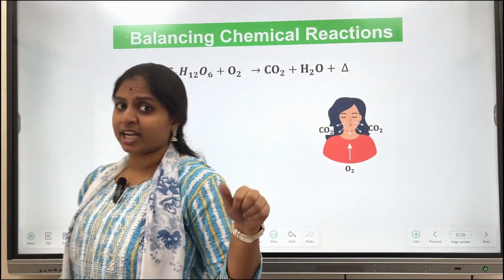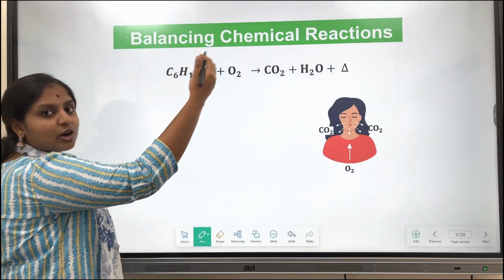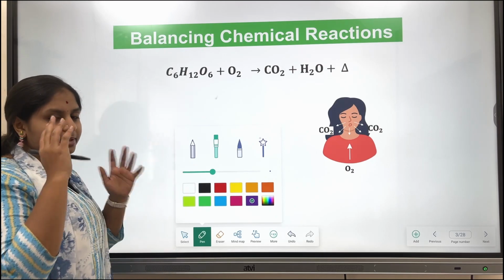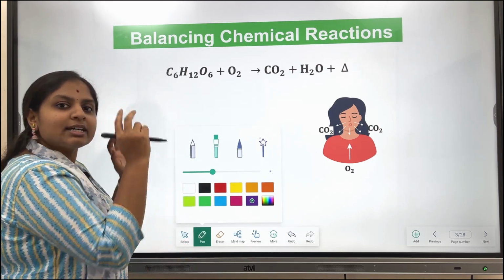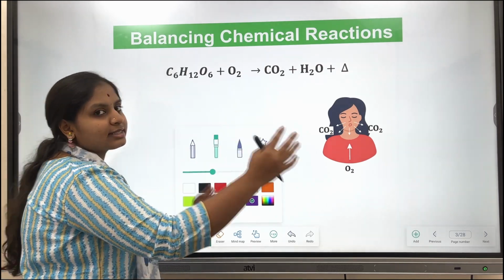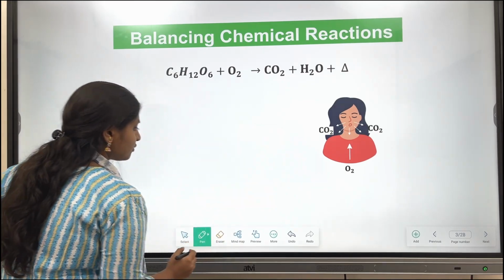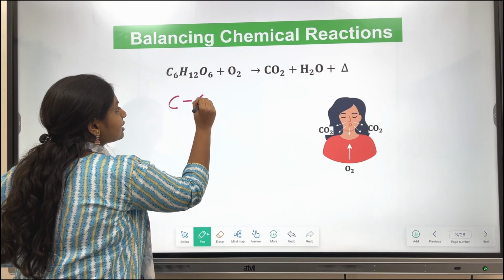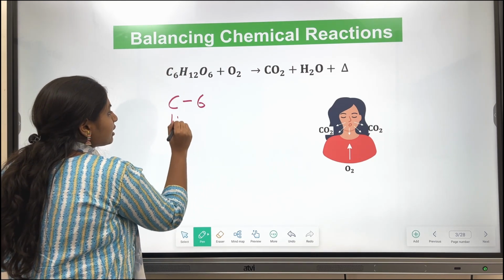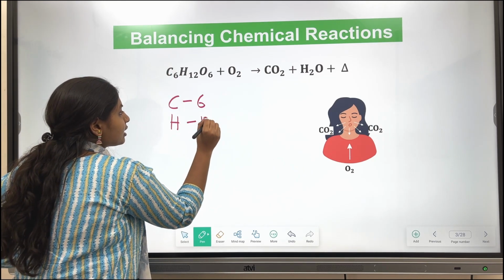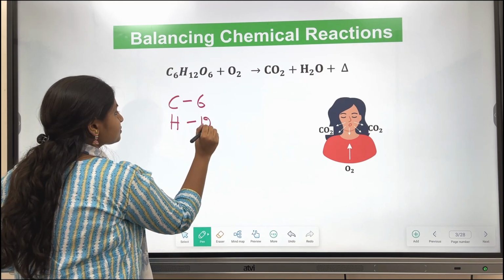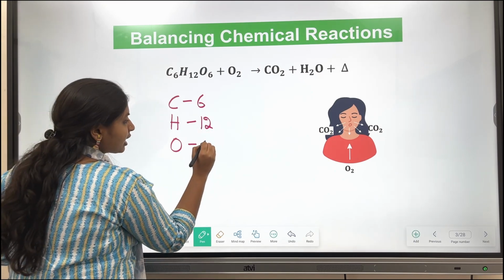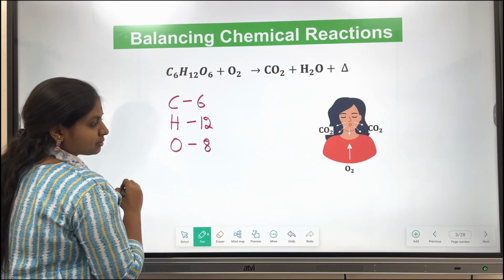In this reaction, glucose is reacting with oxygen to give carbon dioxide and water. The first step, remember, in balancing is to write down the atoms on both the reactant and product side. So first we'll take the reactant side. Carbon, there are 6 carbon atoms. Next hydrogen, there are 12 hydrogen atoms. And oxygen, here 6 plus 2, so there are totally 8 oxygen atoms.